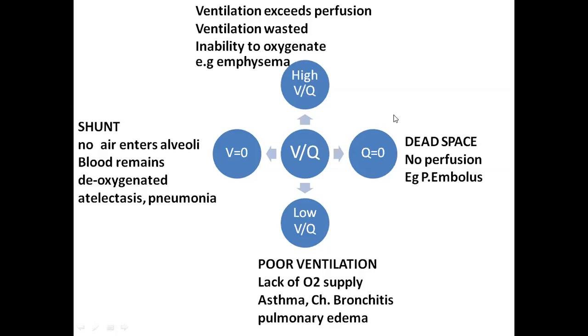And low V by Q value means ventilation is poor, but blood circulation is good. Under those circumstances, V by Q value will be very low, that means below 0.8. This condition arises during asthma, chronic bronchitis and pulmonary edema. Low V by Q value will arise in those conditions.